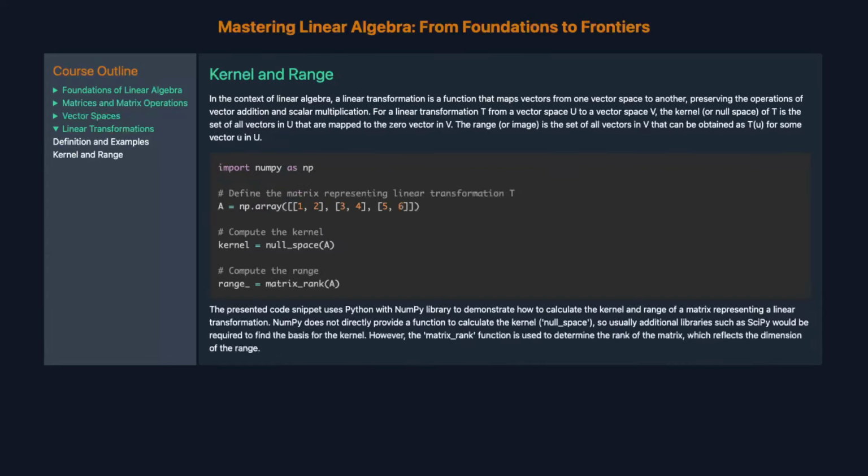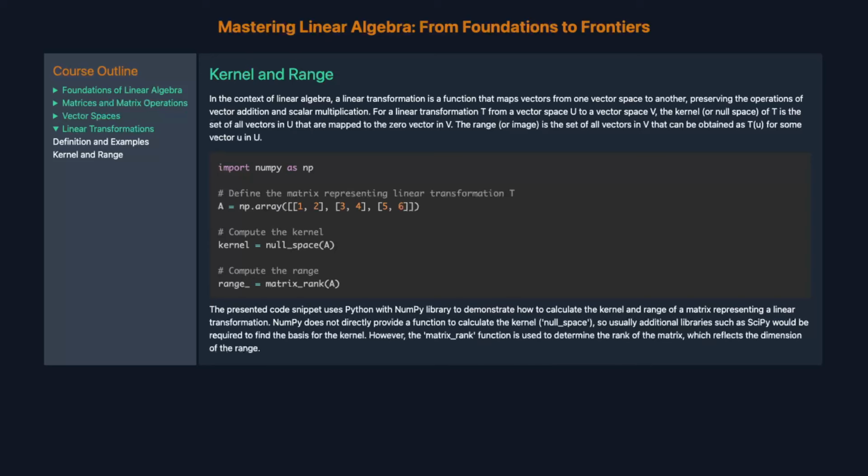Kernel and range. In the context of linear algebra, a linear transformation is a function that maps vectors from one vector space to another, preserving the operations of vector addition and scalar multiplication. For a linear transformation T from a vector space U to a vector space V, the kernel, or null space, of T is the set of all vectors in U that are mapped to the zero vector in V. The range, or image, is the set of all vectors in V that can be obtained as T(u), for some vector u in U.